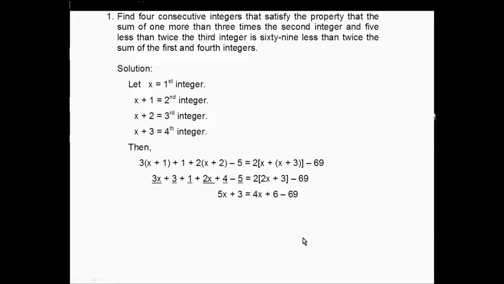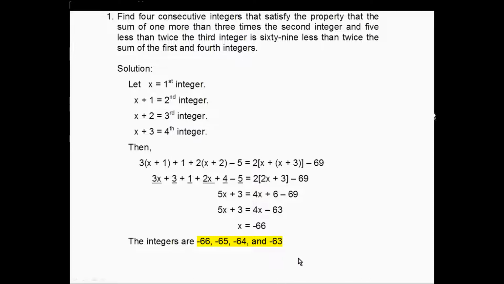Finally, the equation got a little bit shorter. On the right-hand side, I can do 6 minus 69. So 5x plus 3 is equal to 4x minus 63. I'm going to move x's to the left, numbers to the right. Subtract 4x, subtract 3. So I'll have x equals negative 66. Notice it is an integer. Now to get the next one, add 1, then add 2, then add 3. So x plus 1 will be negative 65, x plus 2 is negative 64, and x plus 3 is negative 63. There are the integers in correct order.